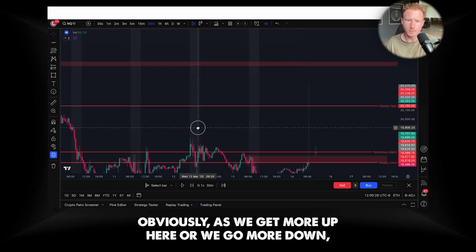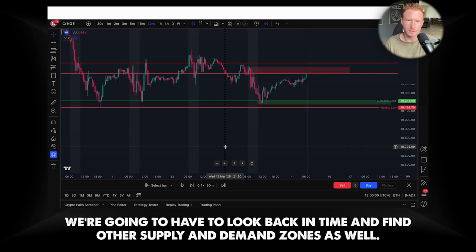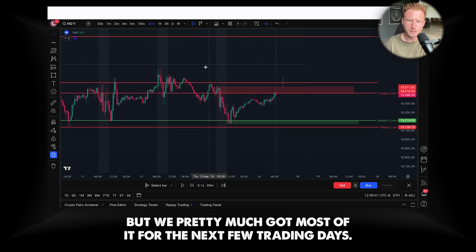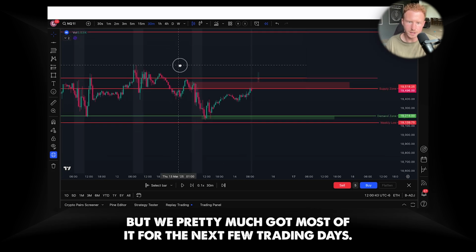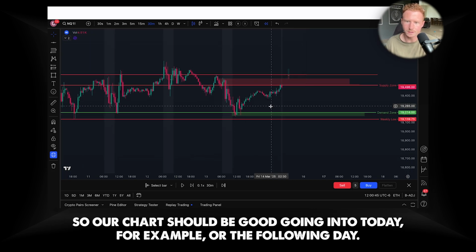Obviously, as we go more up here or we go more down, we're going to have to look back in time and find other supply and demand zones as well. But we pretty much got most of it for the next few trading days, so our chart should be good going into today, for example, or the following day.